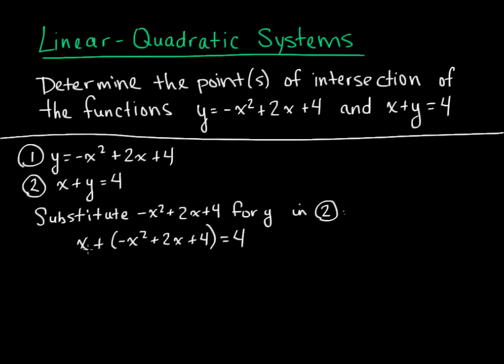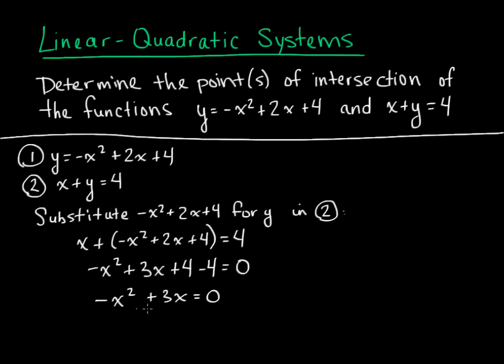Okay, so if I add these terms, so collect like terms, I get negative x squared plus 3x plus 4. And in order to rearrange that, I have 0 on one side, I can subtract 4 from both sides of the equation. So simplified, I get negative x squared plus 3x is equal to 0.